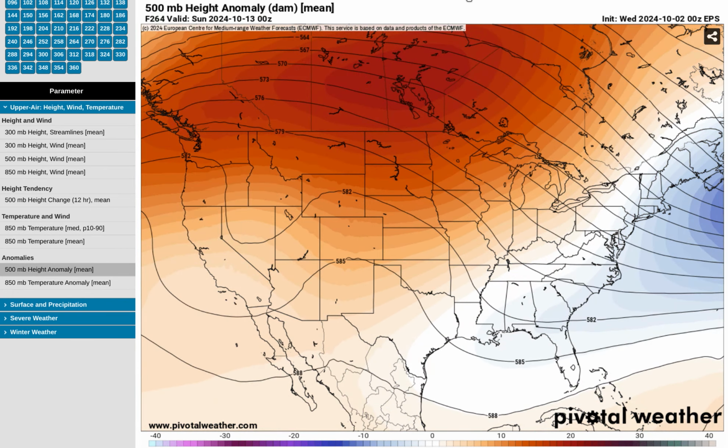Because once we get to around the 13th to the 15th, the EPS is showing that this ridge expands quite drastically westward. So anywhere from the northern U.S., from the Midwest to the Pacific Northwest and into Canada, we could be talking about widespread above normal temperatures for mid-October, and also very little precipitation chances to go along with that.